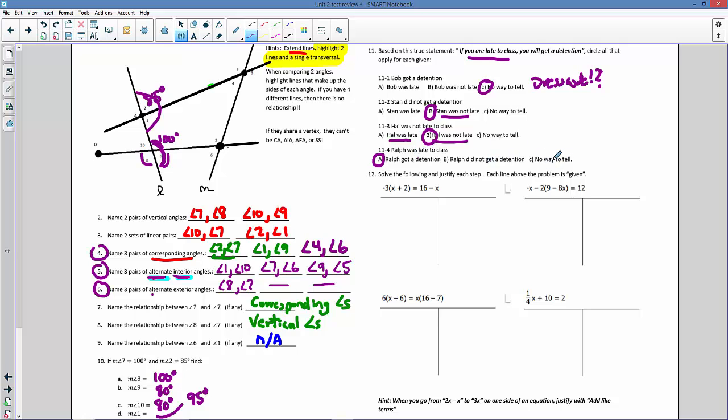And there is a way to tell this, so that's not an answer. So Ralph got a detention. Why? Because he was late to class. Okay, and finally some algebra proofs, and then we're done.